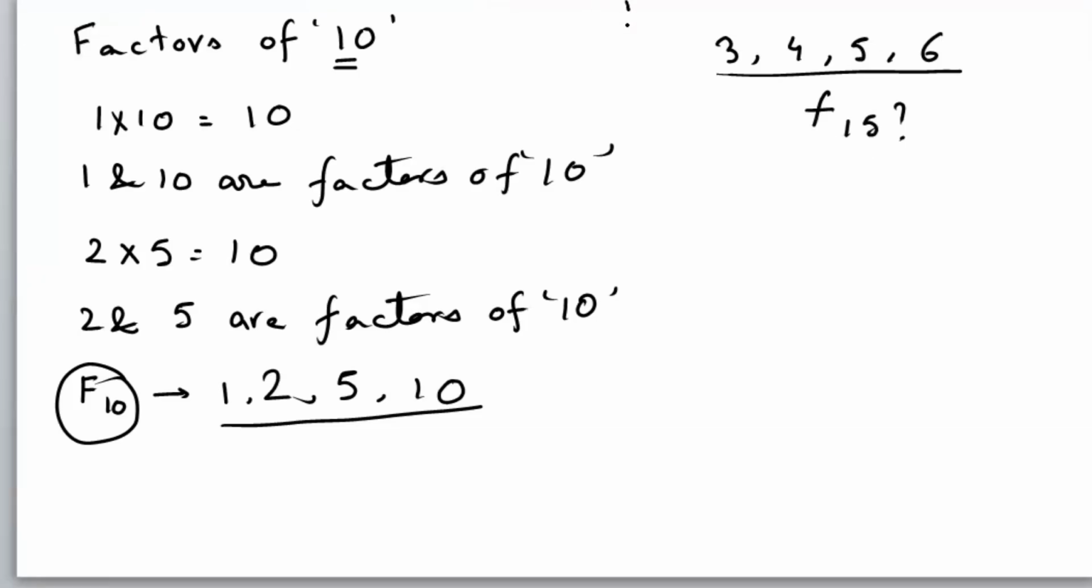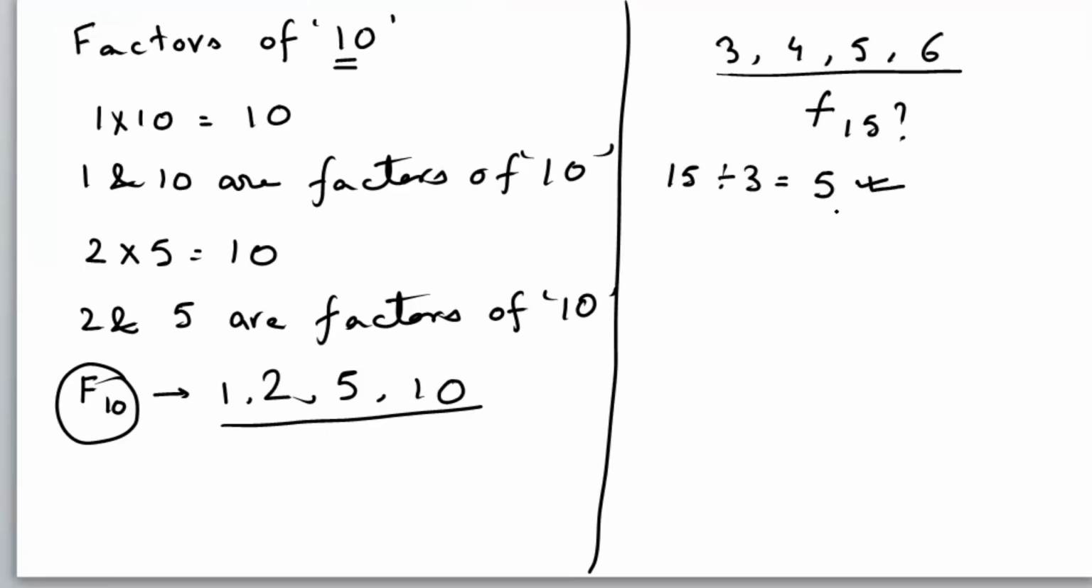From these options we have to find which are the factors of 15. So how can we find this? Here we can test each number to see if it divides evenly into 15. Like 15 divided by 3 will be 5. Here we get a whole number. It means there is no remainder here. It divides evenly, meaning completely. So this will be a factor of 15.